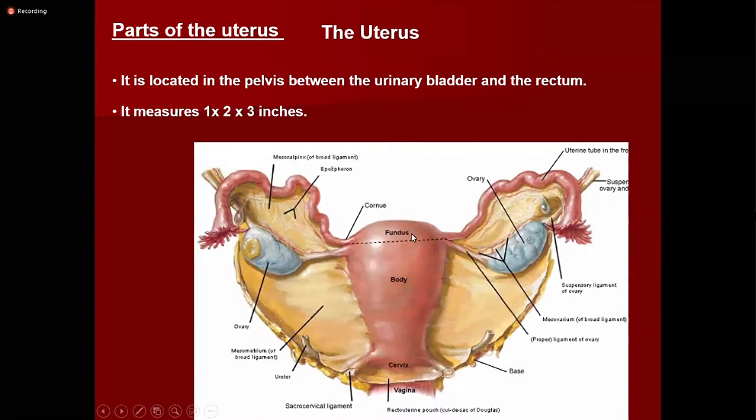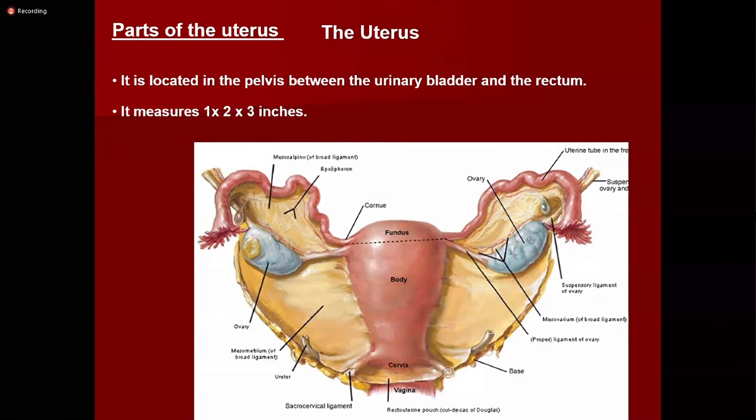So the uterus actually has different parts. The upper part is called the fundus, and then we have the body. The body, when it narrows down, we call it the isthmus, and then the last 1/3 is the cervix. So the cervix is not a separate organ. It's only the last part of the uterus, the last inch. The cervix is about 2.5 centimeters.